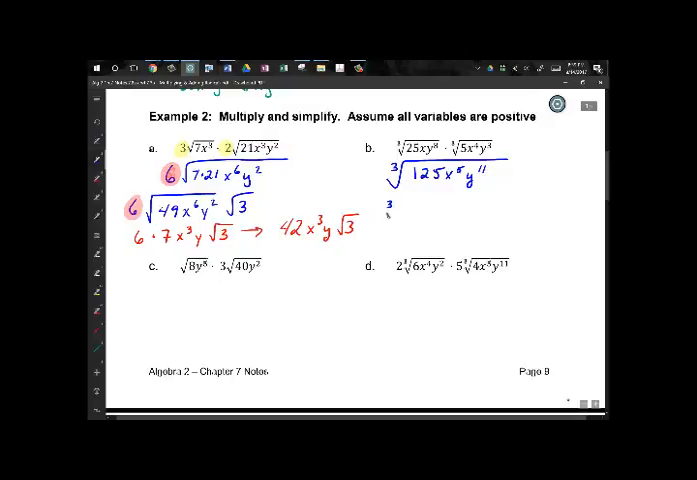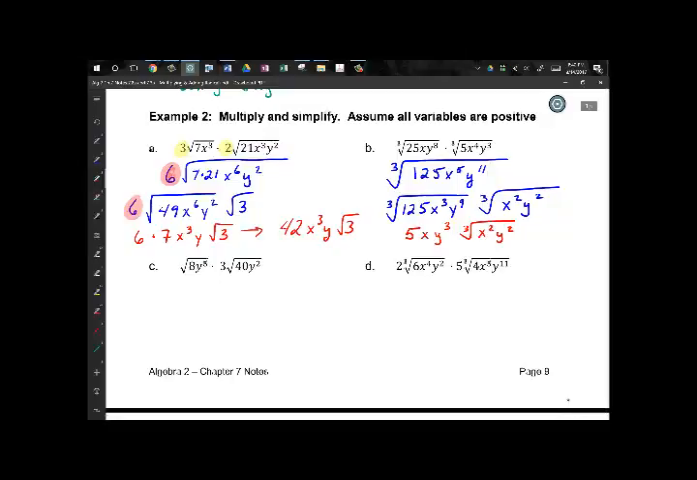And now we're going to break this into a perfect cube times what is left over. 125, as you remember, is a perfect cube. X cubed is the highest cube underneath x to the 5th with a leftover x squared. And y to the 9th is the highest cube under y to the 11th with y squared left over. So let's take the cube root of 125 and get 5. Divide x cubed by 3 and get x to the 1st. Divide y to the 9th by 3 and get y cubed. And then we have the remaining radical of the cube root of x squared and y squared.